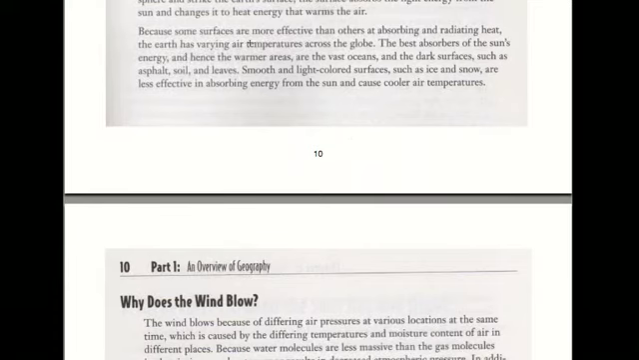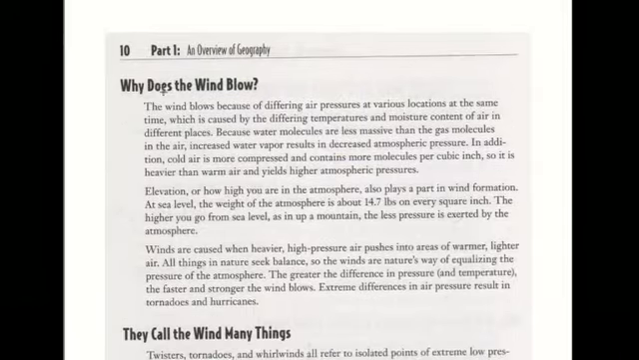Because some surfaces are more effective than others at absorbing and radiating heat, the Earth has varying air temperatures across the globe. The best absorbers of the sun's energy, and hence the warmer areas, are the vast oceans and the dark surfaces, such as asphalt, soil, and leaves. Smooth and light-colored surfaces, such as ice and snow, are less effective in absorbing energy from the sun and cause cooler temperatures.